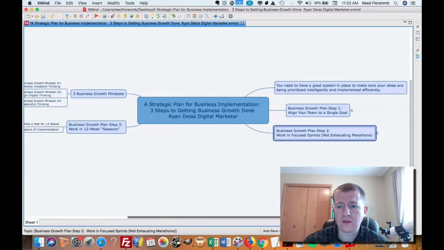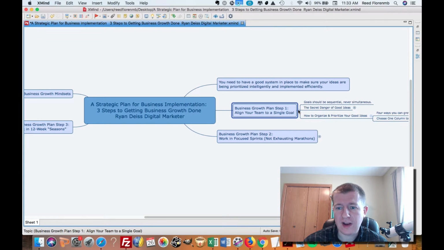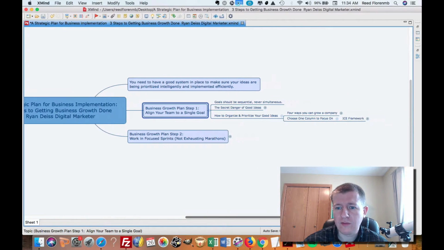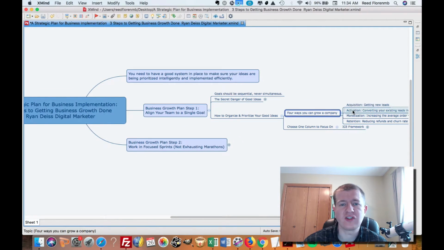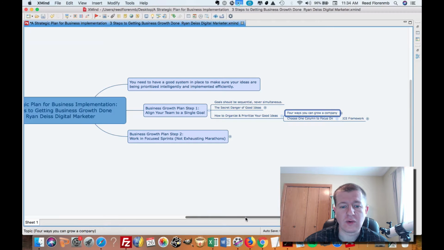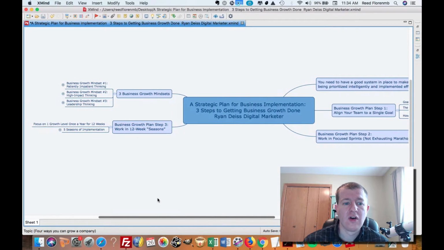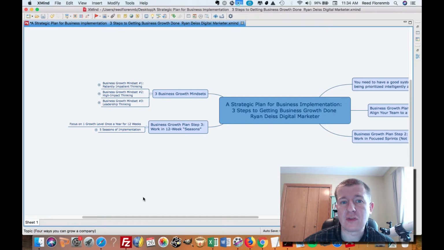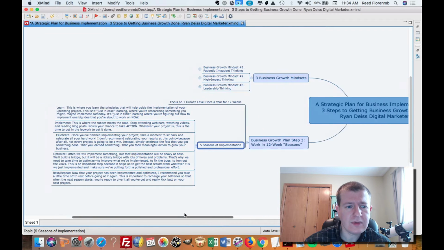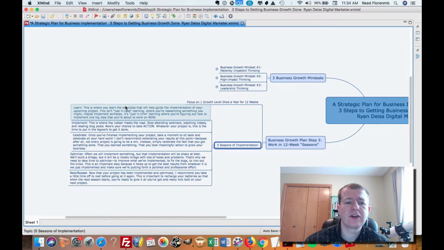Those growth areas that we're talking about were the four areas that you grow a company. So the acquisition, activation, monetization, and retention are the four ways that you focus. You focus on one of those for basically 3 months, for 12 weeks. And so he talks about the five seasons of implementation. The first part, you're learning. You don't just learn for the sake of learning, but you're learning specific things.